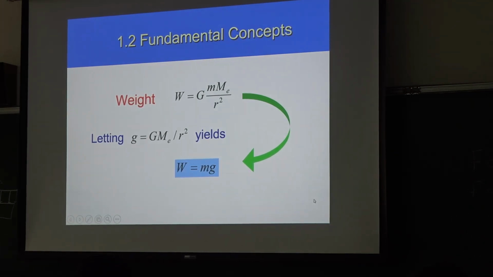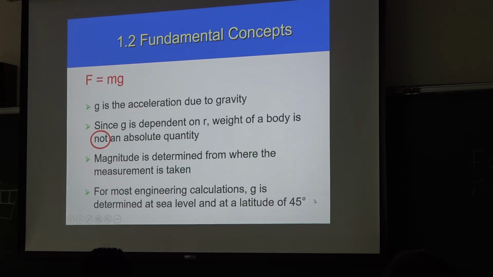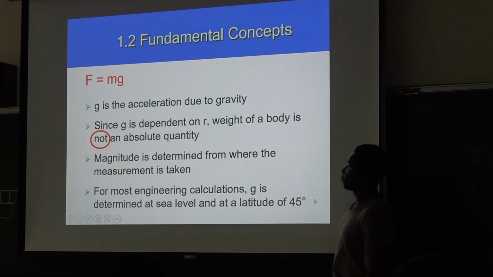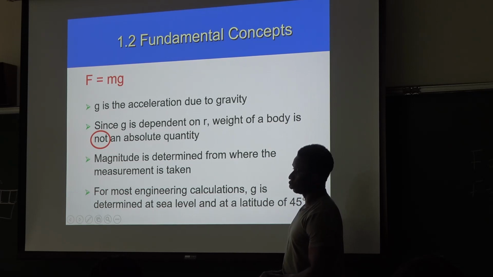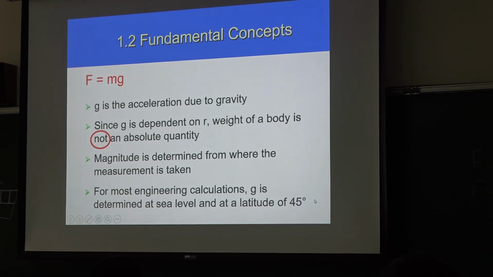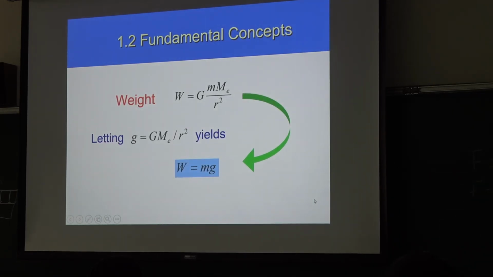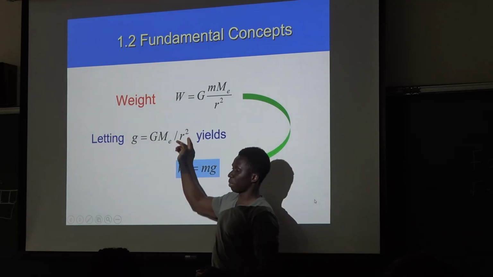And this also explains why when we measure things at different places, we might get different values. Even though the mass may be the same, when you measure the weight in different locations, the weight might be different. Okay, so here it says F, to get the force, is the m, that is the mass, multiplied by the g, which is the acceleration due to gravity. And it says since g is dependent on R, so we saw that here, the acceleration due to gravity, g here, is dependent on R.